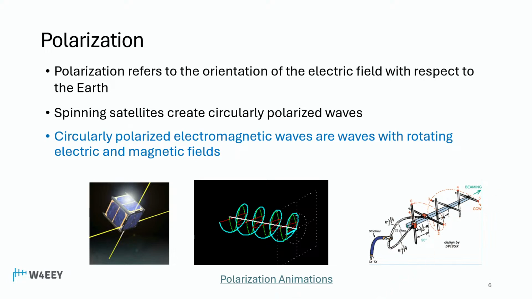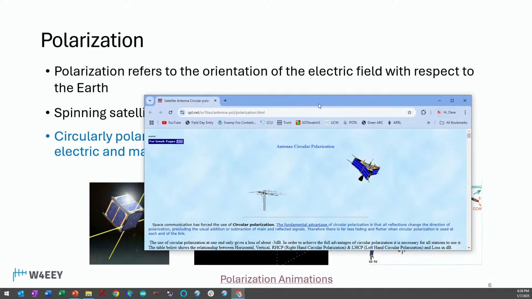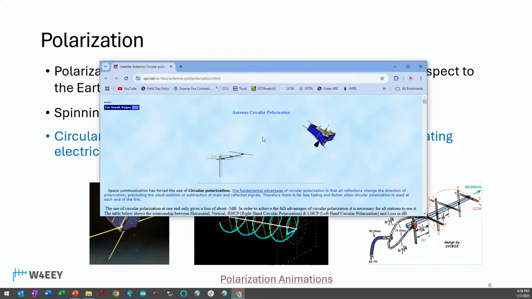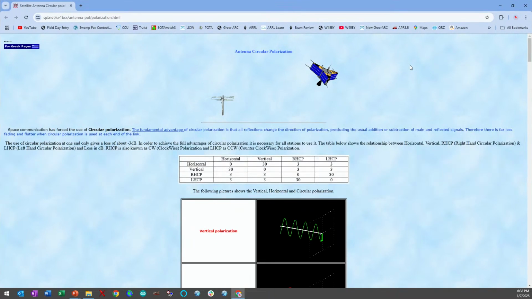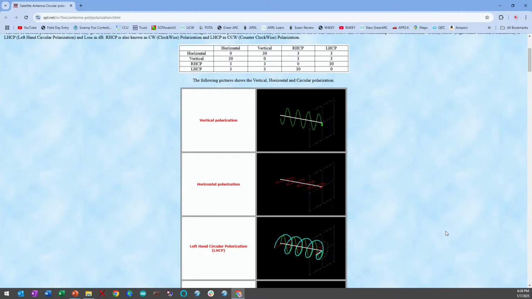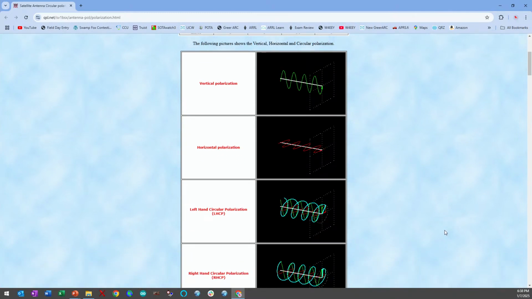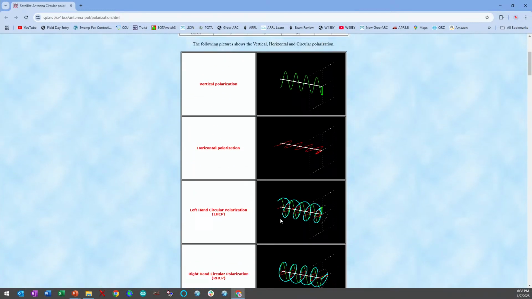So we'll see if I can make this work again. So here's an antenna with the vertical polarization, the electric field vertical, horizontal is here, and then we've got right and left hand circular polarization.